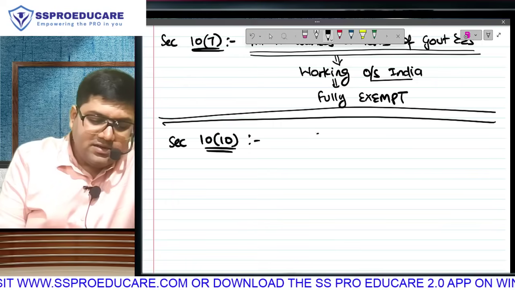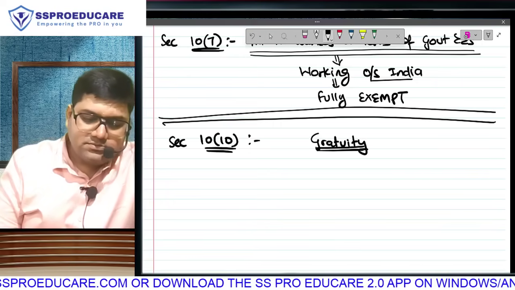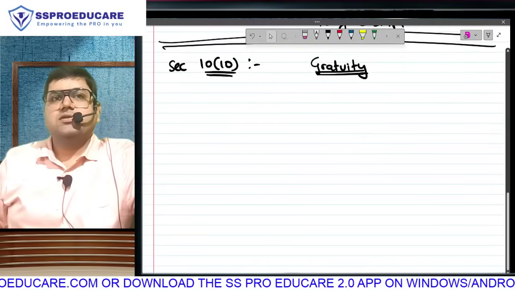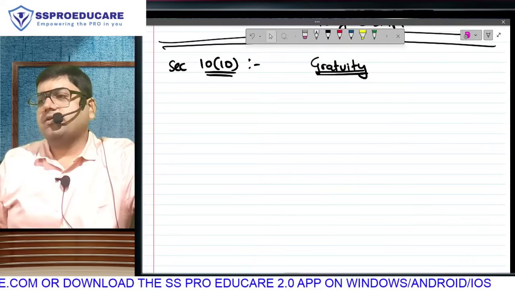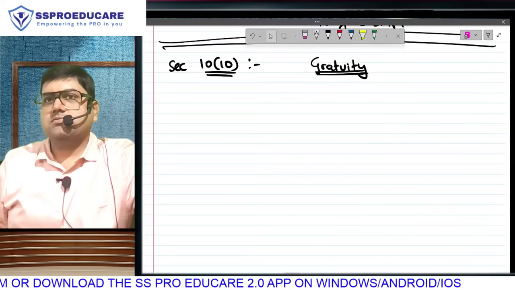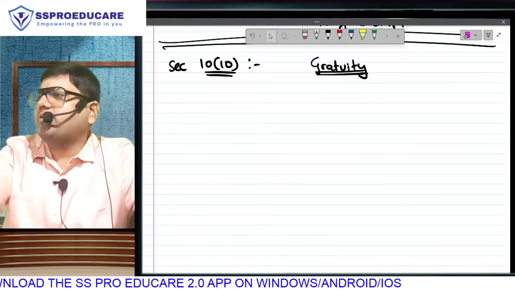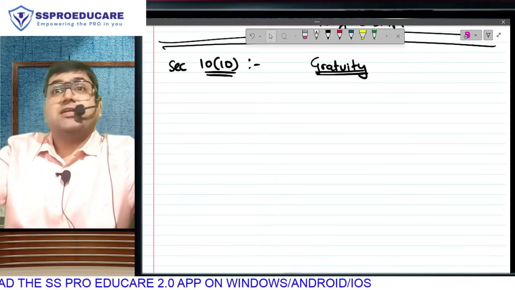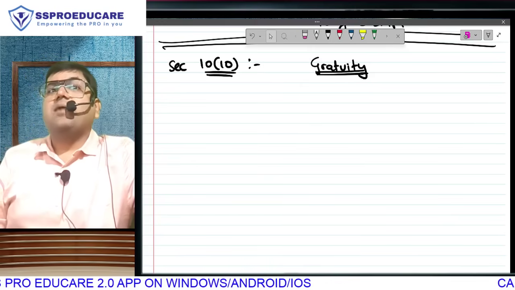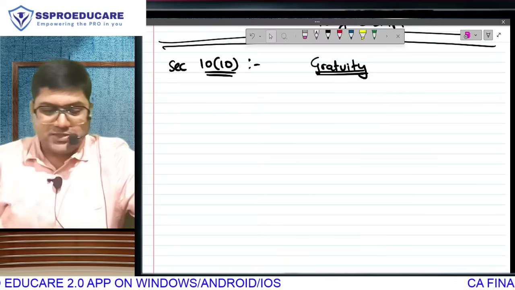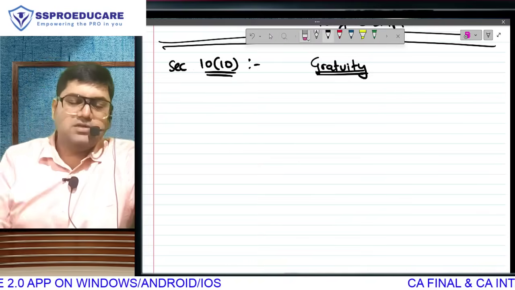Section 10(10), tax exemption for gratuity. Section 10(10), tax exemption for what, bro? Gratuity. Whenever your employer pays you something called gratuity, you are going to be eligible for tax exemption. So again, don't forget the system. Amount received A, which will be given. Amount exempt B, which we'll learn. That is what we are going to learn here, because this is the exemption that we are learning in allowances. And we will get the amount which is taxable.